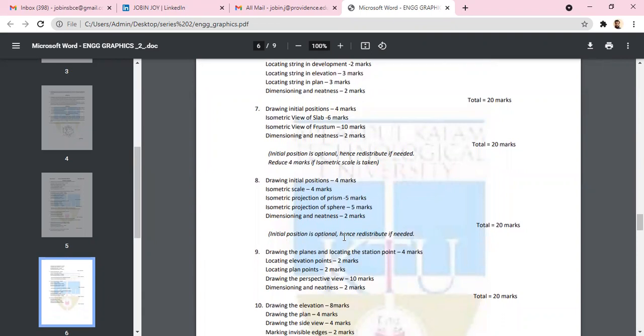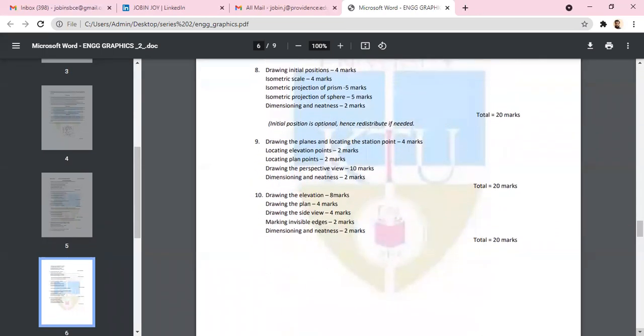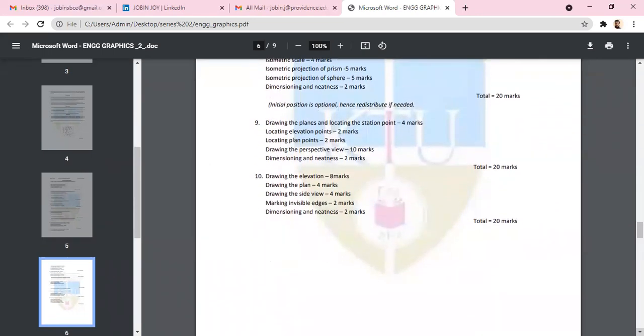So isometric projection, if you are drawing the isometric scale 4 marks, initial position 4 marks. If you are drawing the isometric projection of a prism, you will get 5 marks. Sphere 5 marks. Dimensioning and neatness 2 marks. Same way the perspective view and the final.